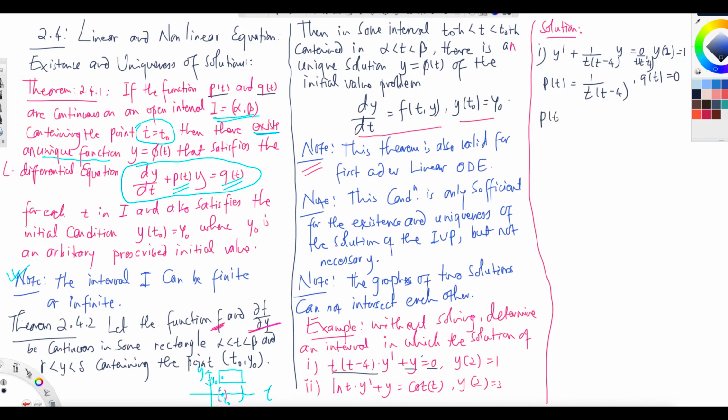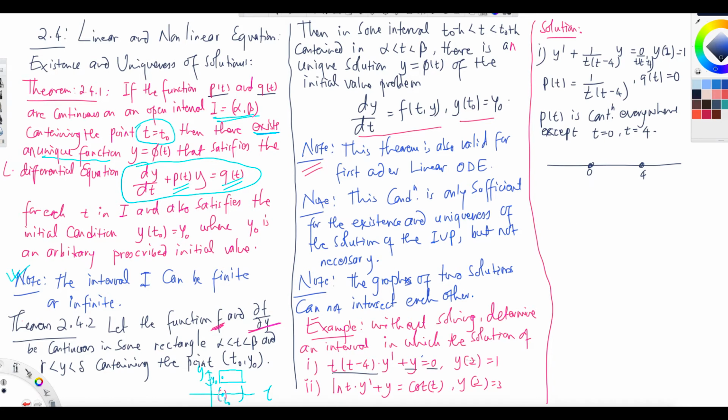So p(t) is continuous everywhere except t equals 0 and t equals 4. Okay, so what does that mean? That means there is 0 and then 4, right? The function is continuous except at these 2 points.